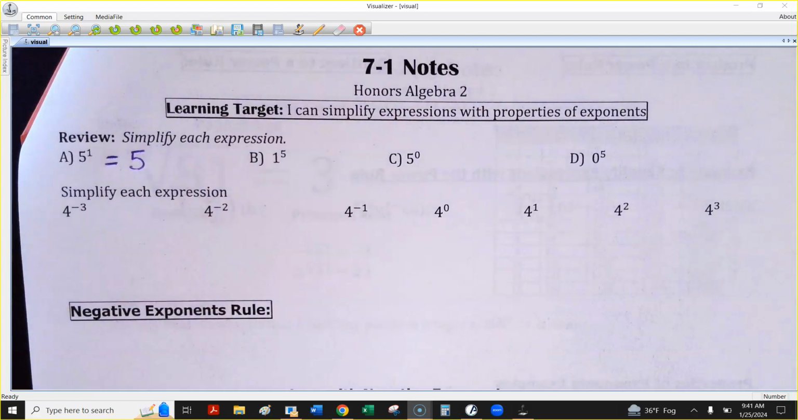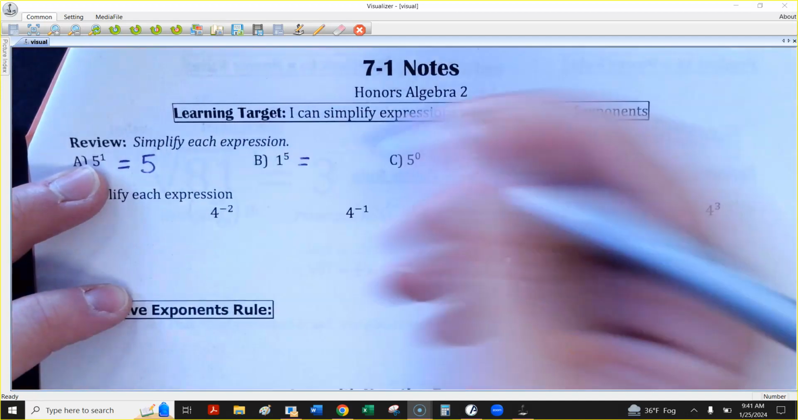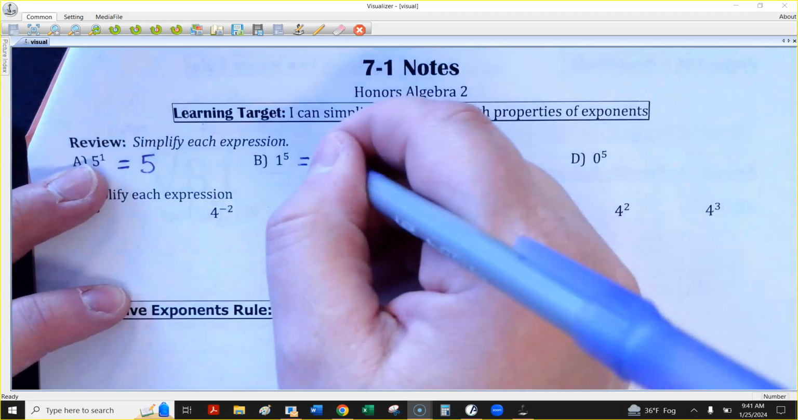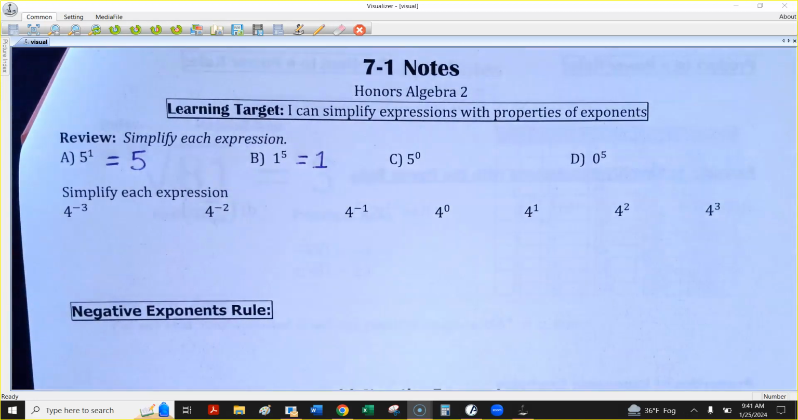Okay, now, my second question, I have 1 to the 5th power. Yes, 1 to any power is just equal to 1, because you're just multiplying 1 times 1 times 1, 5 times for that example. Okay, now this one, I don't know if you guys will remember.